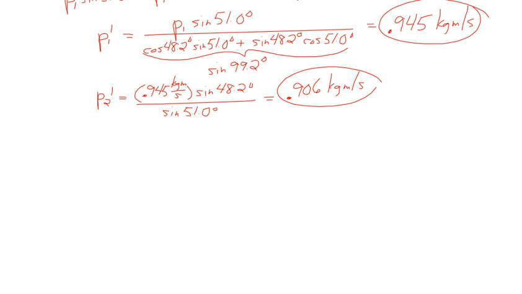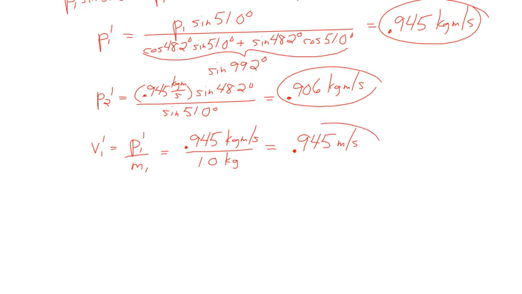So V1 prime is going to equal P1 prime divided by M1. So that's going to be 0.945 kilogram meters per second divided by M1, which was 1 kilogram, right? So I can do that in my head. 0.945 meters per second. So there's your velocity 1.